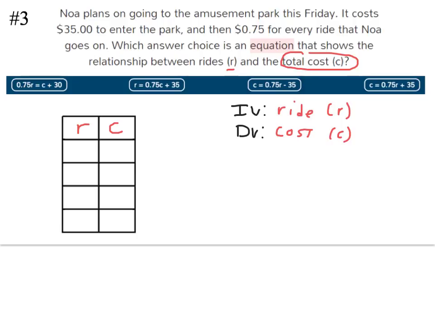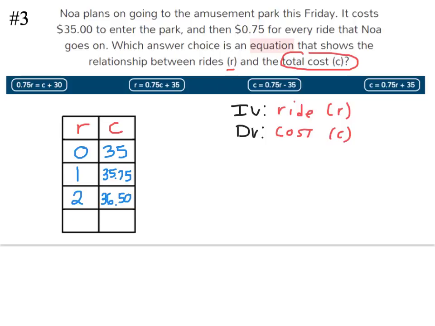So this is a little tricky one, because if Noah goes to the amusement park and he rides on 0 rides, he's going to still pay $35 to get into the park. Even if he doesn't ride anything, he still has to pay $35 to get in. But then if he decides to go on 1 ride, he's going to pay the $35 to get in plus 75 cents. So $35.75 for 1 ride. And then if he wants to go on 2 rides, he would pay $36.50. Because basically you're just adding another 0.75 to that.